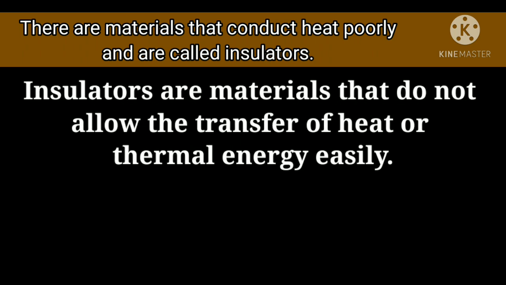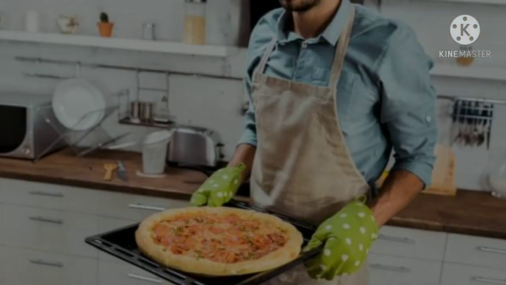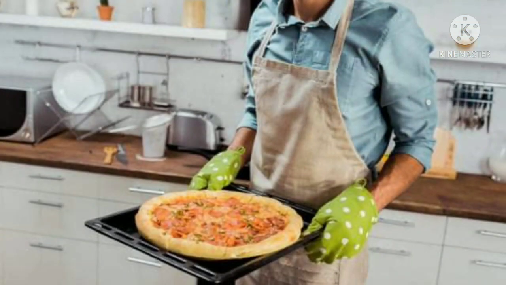On the other hand, there are materials that conduct heat poorly and are called insulators. Insulators are materials that do not allow the transfer of heat or thermal energy easily, such as glass, rubber, and plastics. That's why we use pot holders made of fabrics to grasp the metal handle to prevent our hands from being burned. Next is convection.